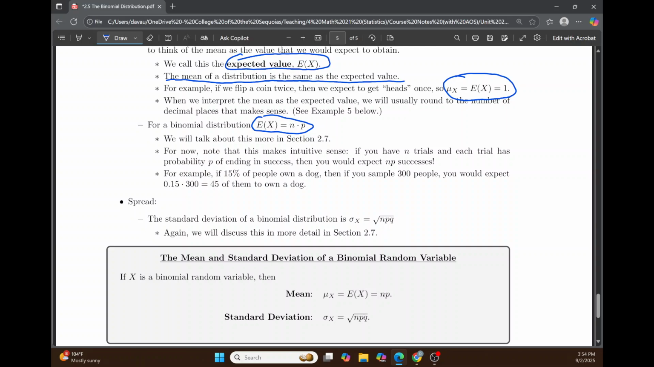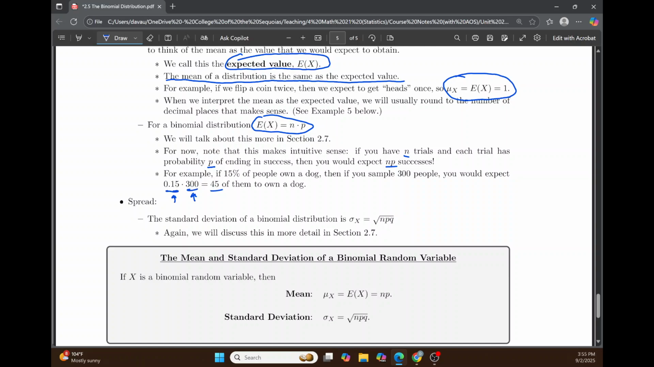Because think about it, if you have n trials, and each trial has a probability p of ending in success, then you would expect n times p successes. For example, let's say that 15% of people own a dog, right? If you sample 300 people, you would expect 45 of them to own a dog, because 15% of 300 is 45. This is just n times p, right?